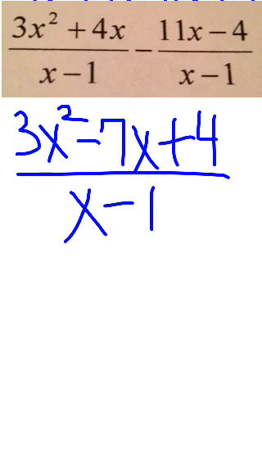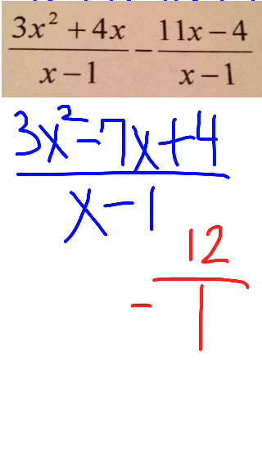The first step, multiply your outer numbers, 3 times 4. So that will give us 12. And we need to figure out what factors of positive 12 will add to give us a negative 7. Right, negative 3 and negative 4.